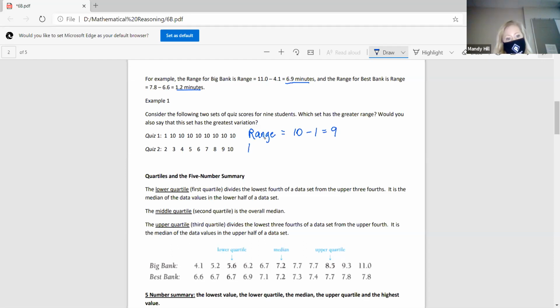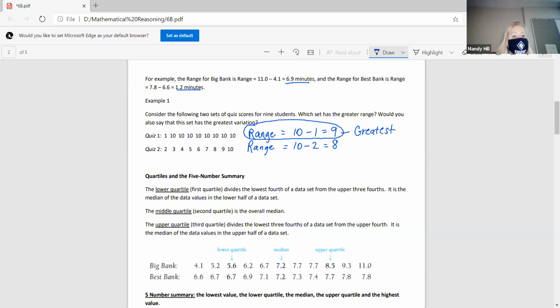Okay, on quiz 2, for calculating the range, the biggest score we have is 10, the smallest score we have is 2, and 10 minus 2 is 8. So which has the greatest range was one of the questions. Well, the greatest range would be quiz 1. Quiz 1 has the greatest range.